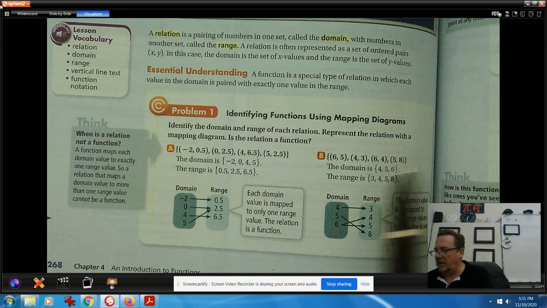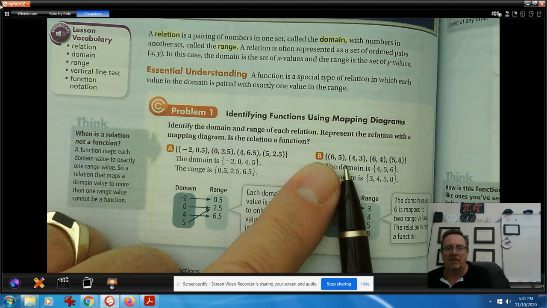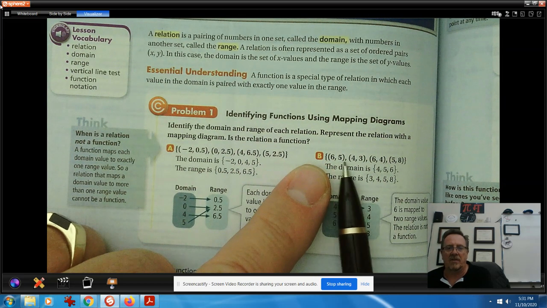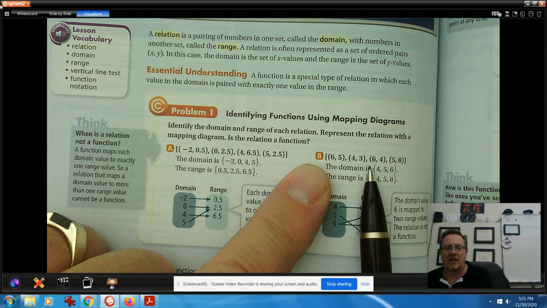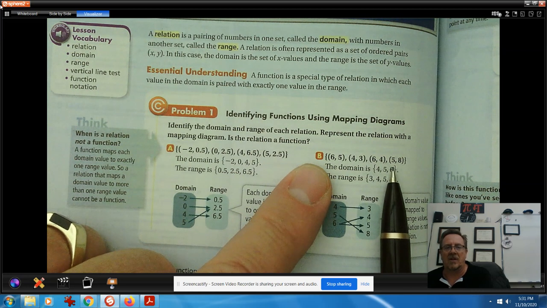Now, let's do the same thing over here. What's our domain? Well, our domain is the numbers 6, 4, 6, and 5. Again, I don't have to list 6 twice.